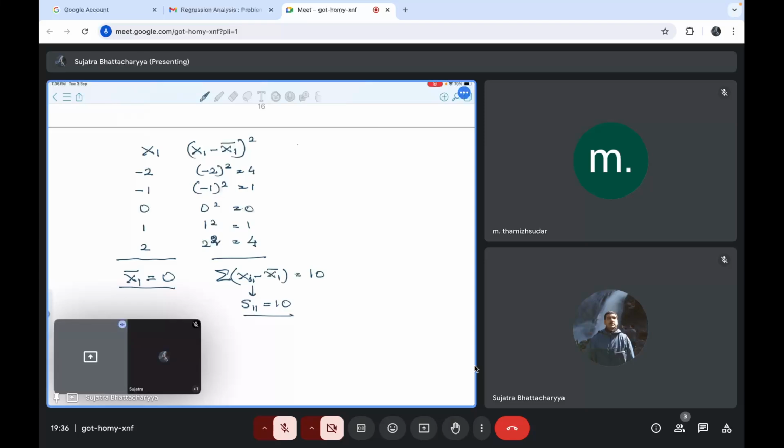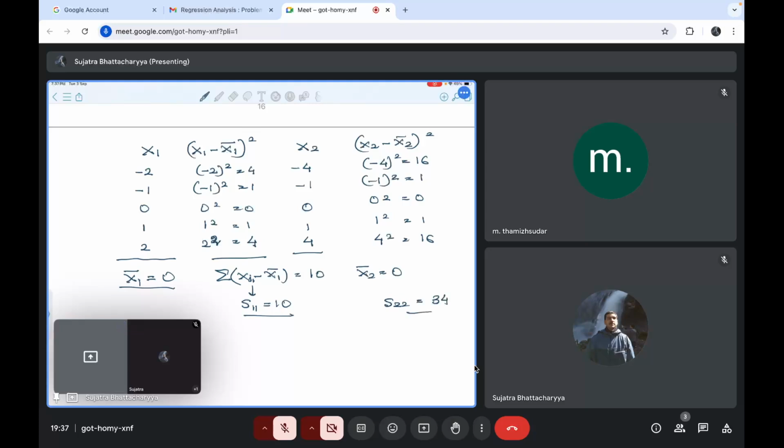Let's do the same thing for x2. This is minus 4, minus 1, 0, 1, 4. Again, x2 bar is equal to 0. And (x2 minus x2 bar) squared will be minus 4 squared, minus 1 squared, 0 squared, 1 squared, and 4 squared. So how much is it? 16, 1, 0, 1, 16: 16, 16, 32, 33, 34. So S22 is 34. Correct?